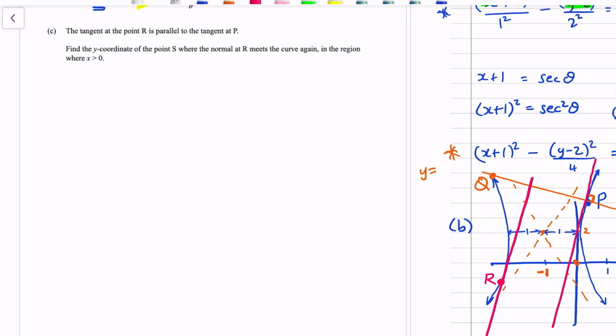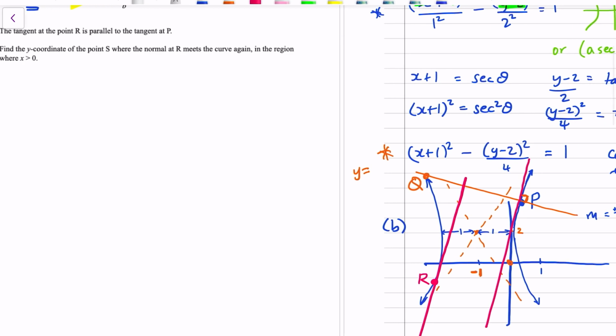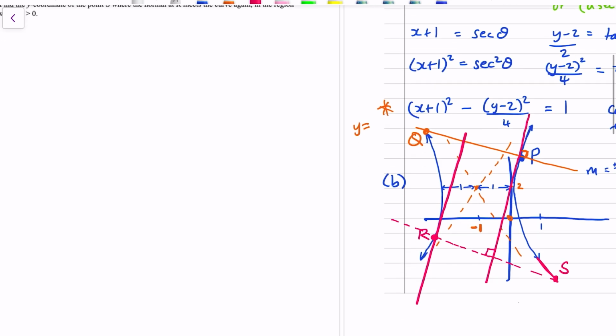And find the y-coordinate of the point S where the normal at R meets the curve again. So if I then go and take a normal at R, we've created a rectangle, and down here where this curve continues, it's going to be the coordinate S. Okay, so how do I find that coordinate?